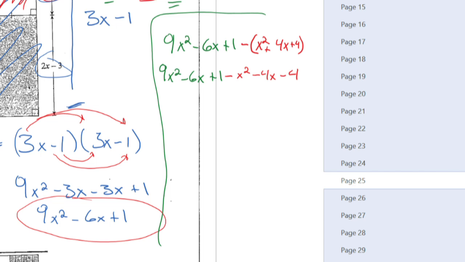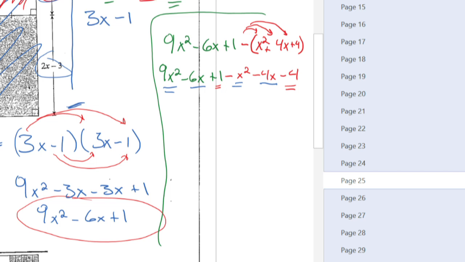So I've flipped all the signs because I had this minus sign here, so I need to distribute that minus 1 through the brackets. All right, combining like terms. I have 9x squared, I have minus x squared. I have 6 x's, I have minus 4x, and then I have plus 1 and minus 4. So I'm just going to combine all those together, see what I end up with.